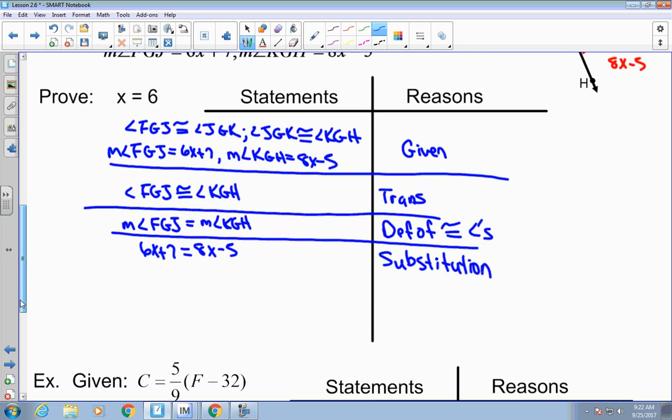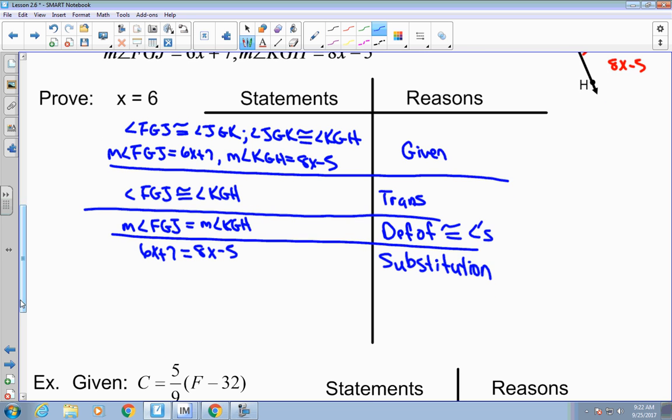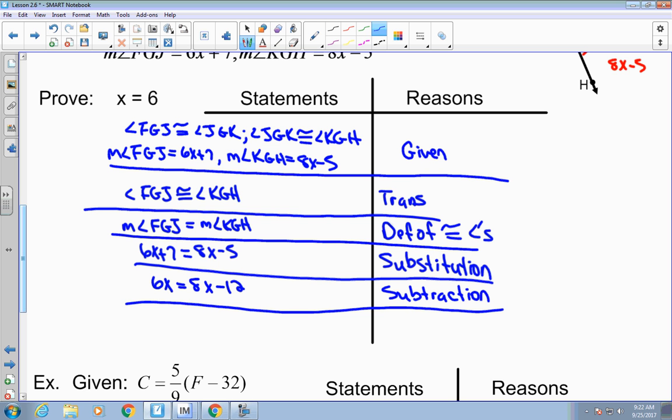So what are we going to do? What should we do first here? You want to move the 7 first? Okay. 6x equals 8x minus 12. And that is subtraction. Okay, now what am I going to do? Move the 8x. So that's negative 2x equals negative 12. Again, that is subtraction.